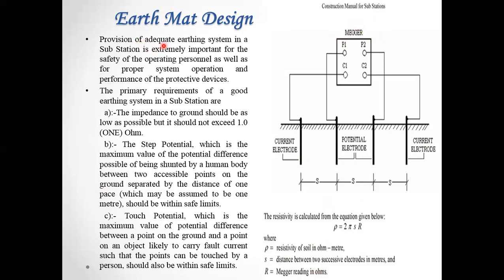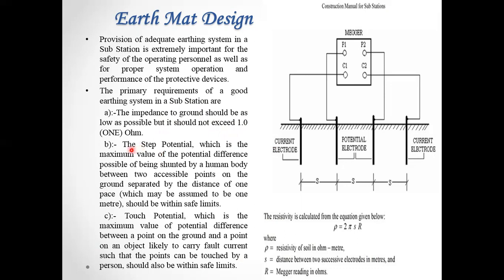So there should be provision of an adequate earthing system in the substation. It is very much important for the system operation and protection of the devices. The main primary requirement of the earthing system in a substation is that the impedance to ground should be as low as possible, but it should not exceed 1 ohm. So whatever the impedance is, it should be below 1 ohm only.